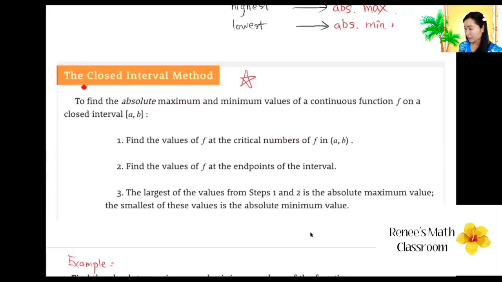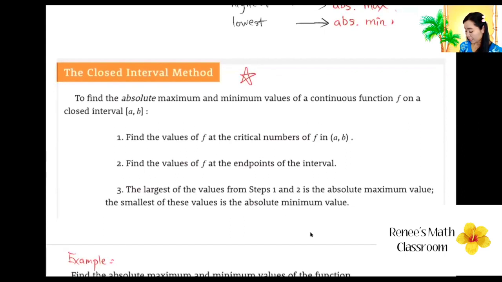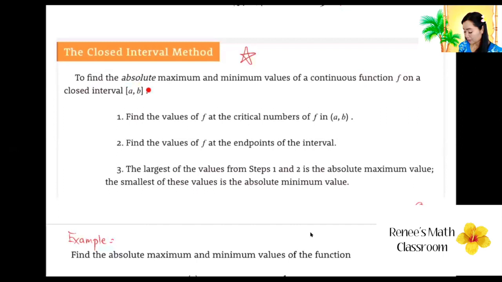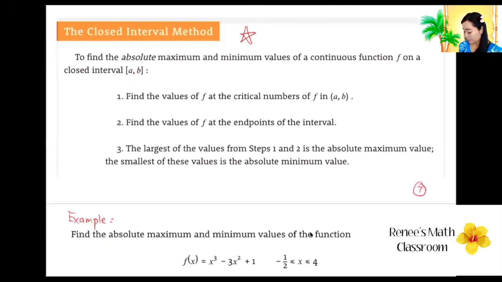So we have this closed interval method. When you have a continuous function on a closed interval, what do you do? You consider this closed interval as the domain, and you find the value of f at the critical numbers of this function inside the open interval a to b. Then you also find the endpoint values, and you compare them. The largest one is the absolute max, and the smallest one is the absolute min.